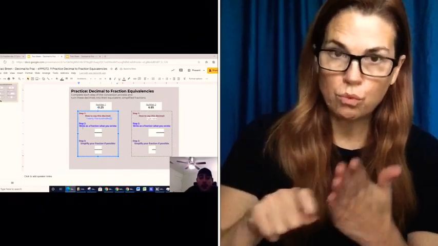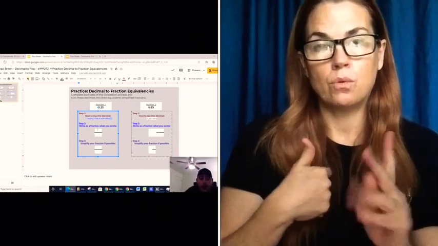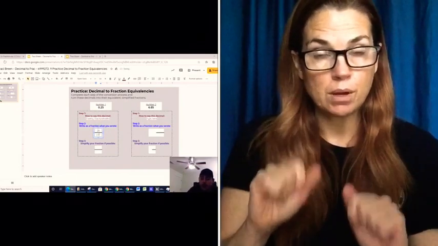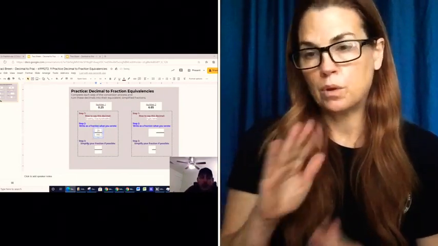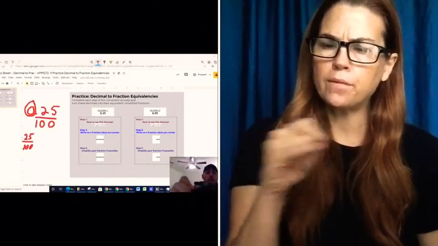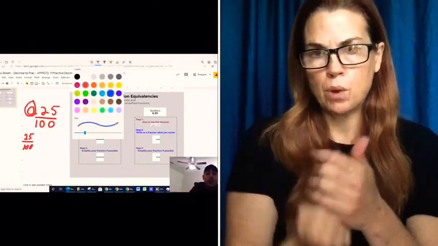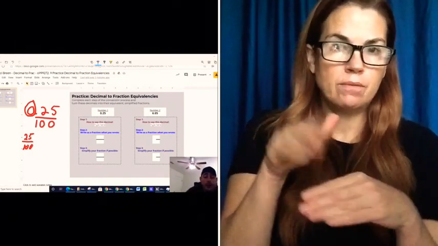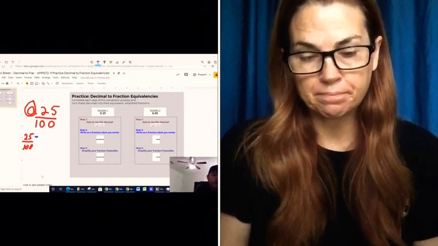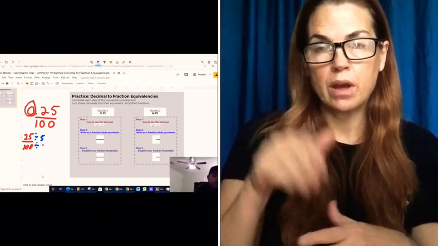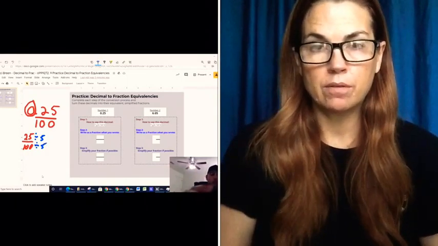Alright, so now I have 25 hundredths. It says, write as a fraction what you wrote. So I'm going to do 25 over 100. Okay, now it says simplify your fraction if possible. So I'm going to go back to the screen where I can write on. Okay, so looking at this, I notice that my fraction, both numbers, end in a 5 and a 0. So that means it's divisible by 5.